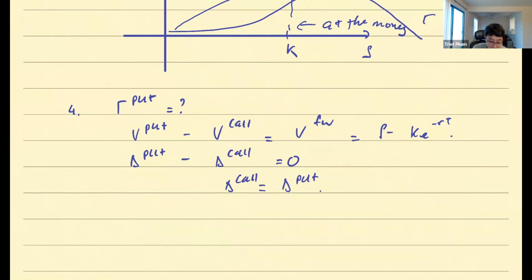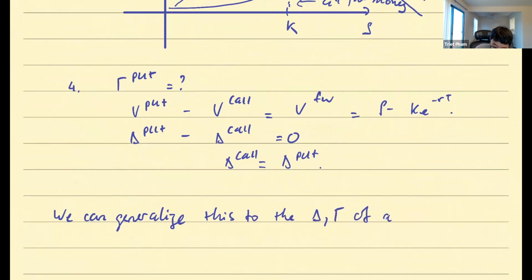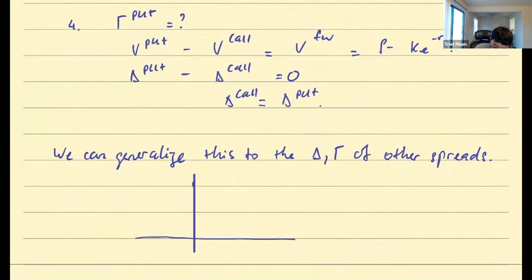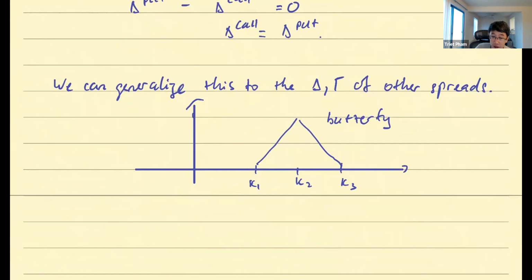And so it goes without saying that you can generalize this to the delta and gamma of any other spread. For example, my favorite is the butterfly spread, K1, K2, K3. The generalization is just by linearity. It is as simple as it can get.